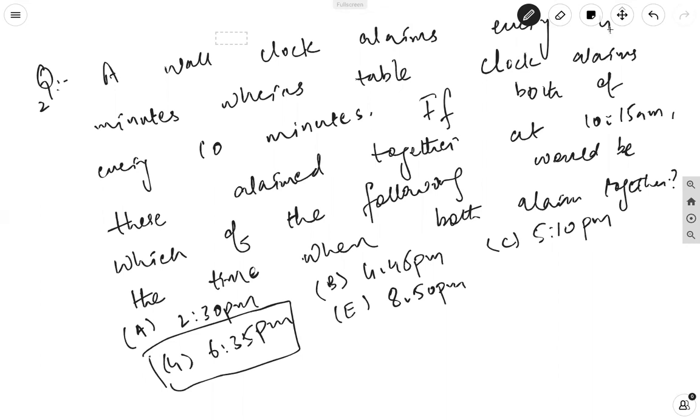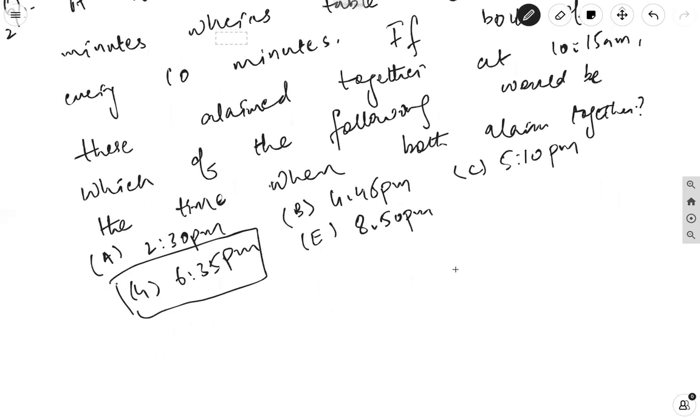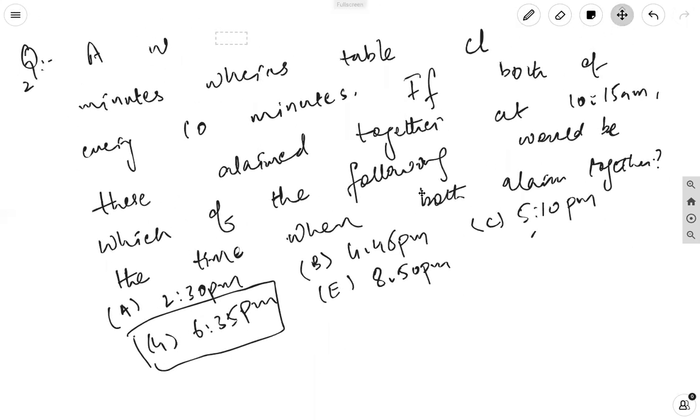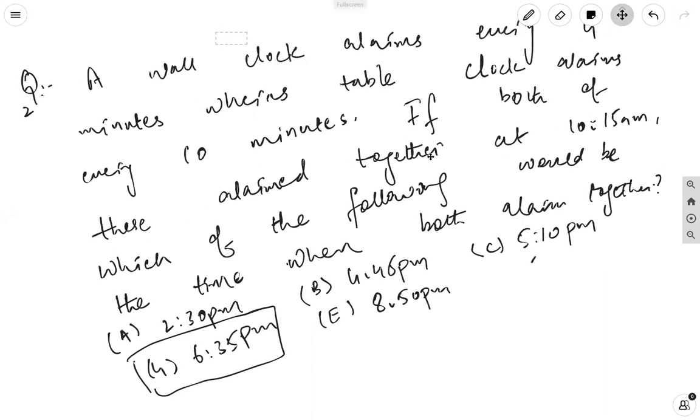So that is 4 and 10. What is the LCM of these two? 20. So these will alarm together every 20 minutes. Now you can straightforwardly see the only possible answer. 30 is not possible. 45 is also not possible. Only this is the possible answer.